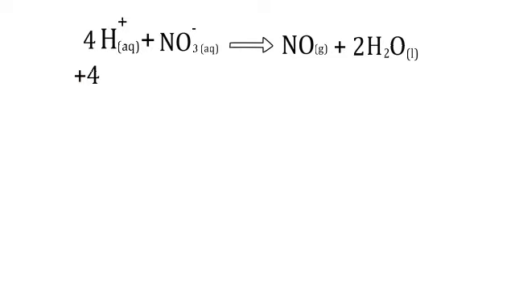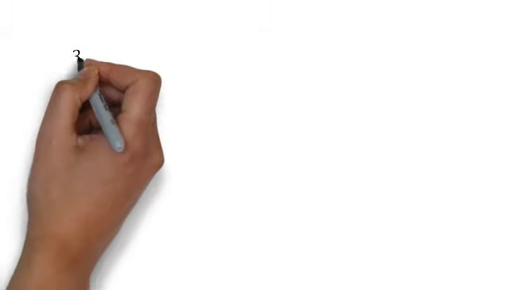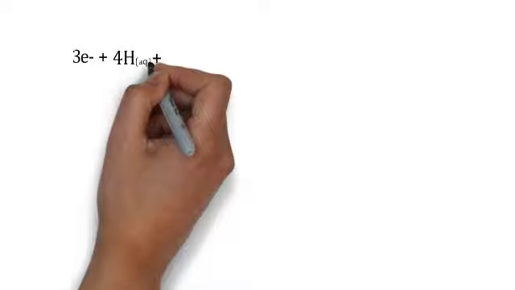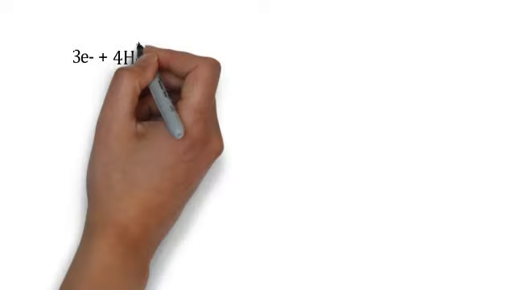Then we'll count the charges of our components. The hydrogens have a charge of +4, the nitrate has a charge of -1, the nitric oxide and water both have a charge of 0. So we see that the left-hand side is more positive, so we'll add 3 electrons. So we'll rewrite our two half equations and put them together.